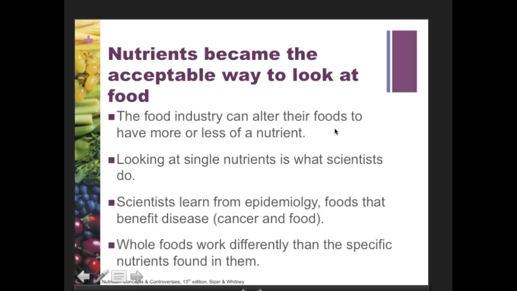So when we're talking about nutrition science, we do look at the specific nutrients, and you will look at the specific nutrients over the next 17 weeks. But as a nutritionist, what we learn from is really doing studies, so doing epidemiological studies, looking at whole foods and how they interact. And that's where a lot of this information is going to come from.